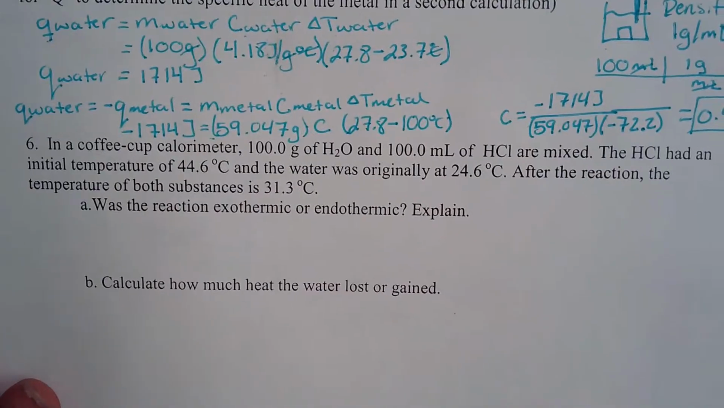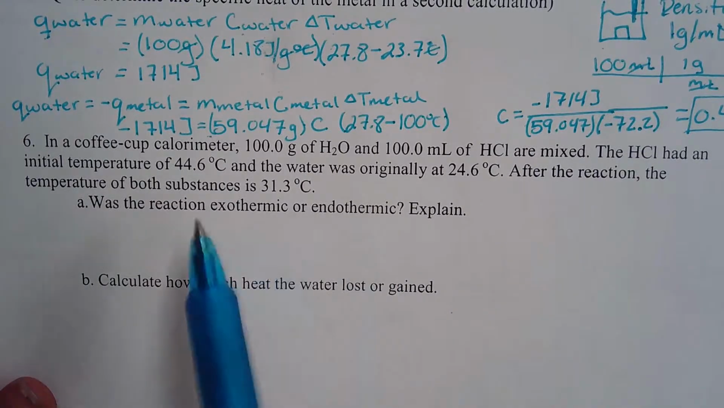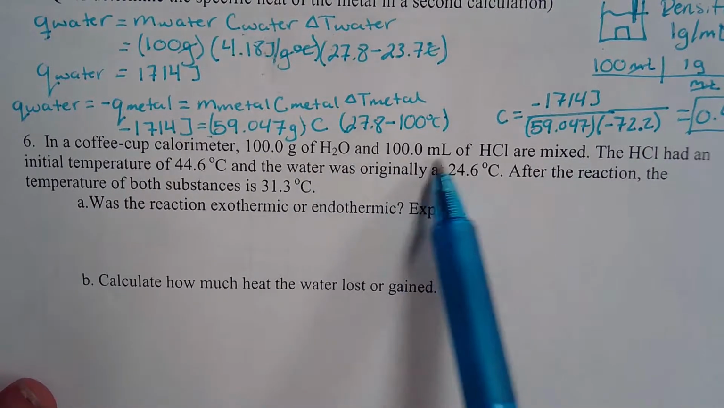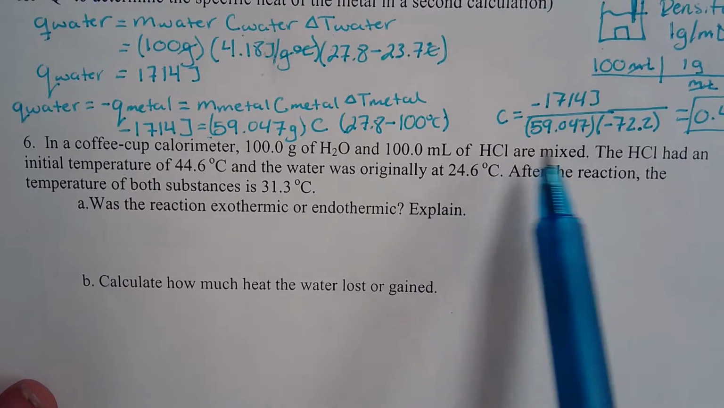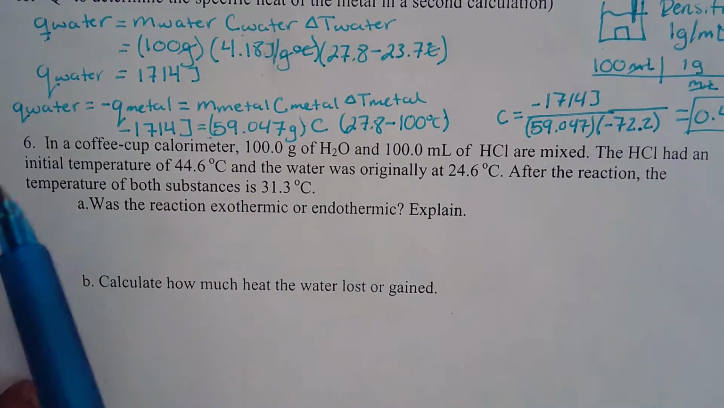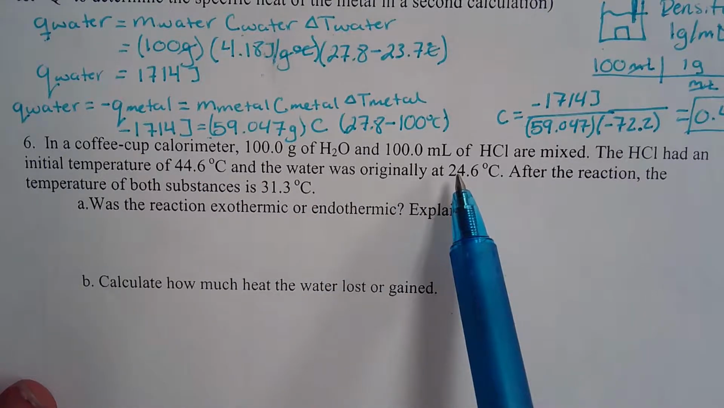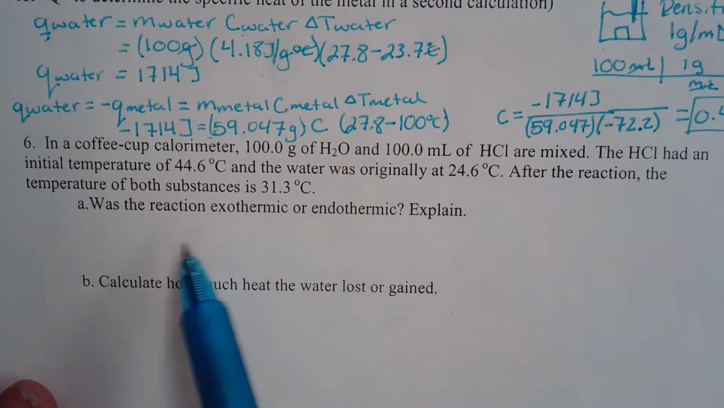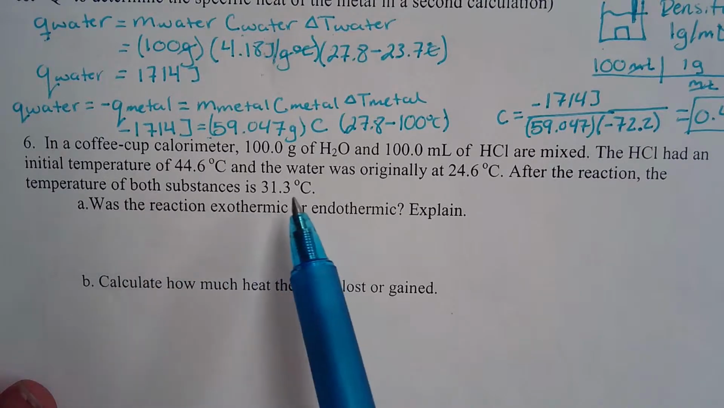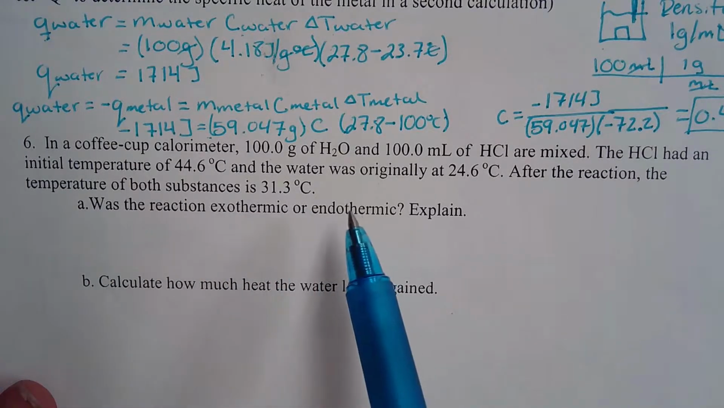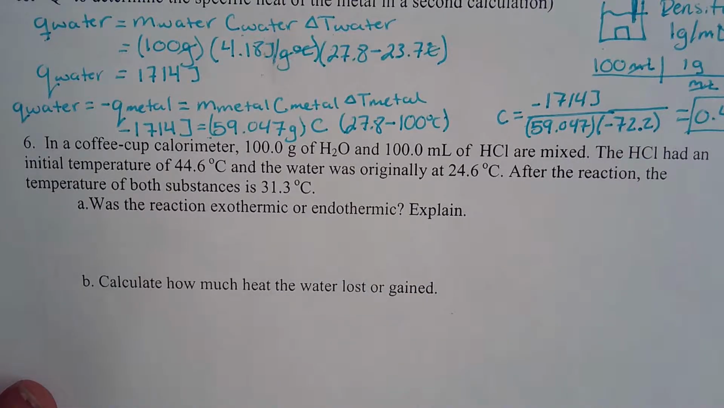Another type of question you might see, you have a coffee cup calorimeter, you have 100 grams of H2O, water, and 100 milliliters of HCl, acid. They're mixed. The HCl has an initial temperature of 44.6. The water is initially at 24.6. After the reaction, the temperature of both substances is 31.3. We want to know whether the reaction was exothermic or endothermic, and we need to give an explanation.